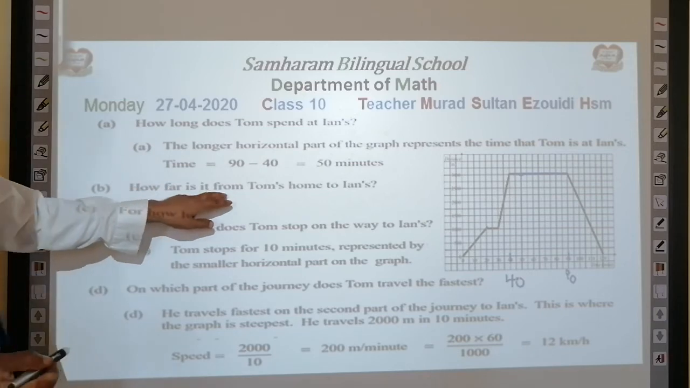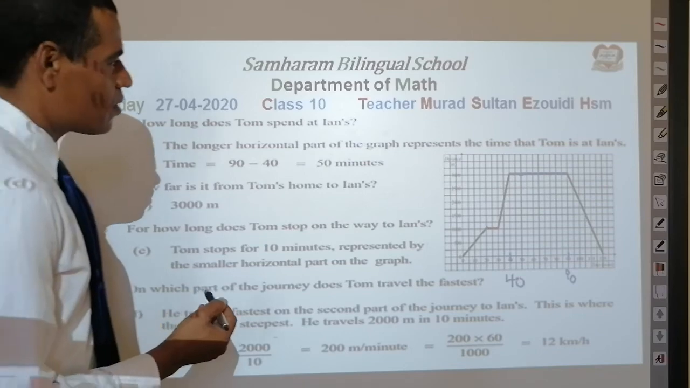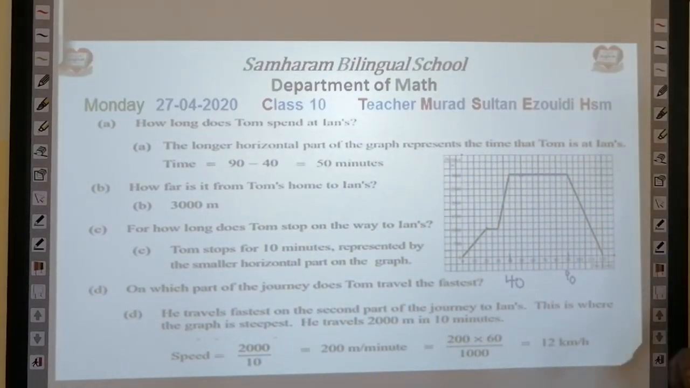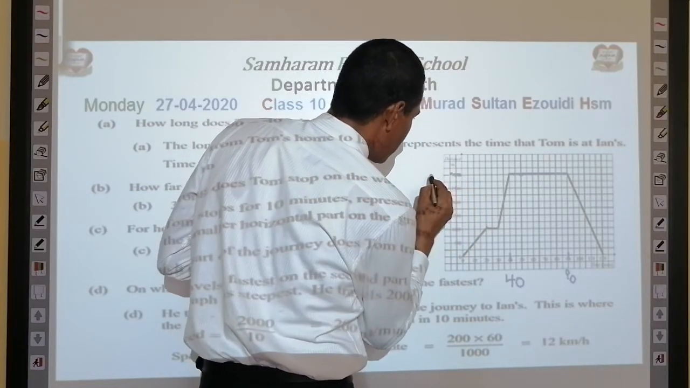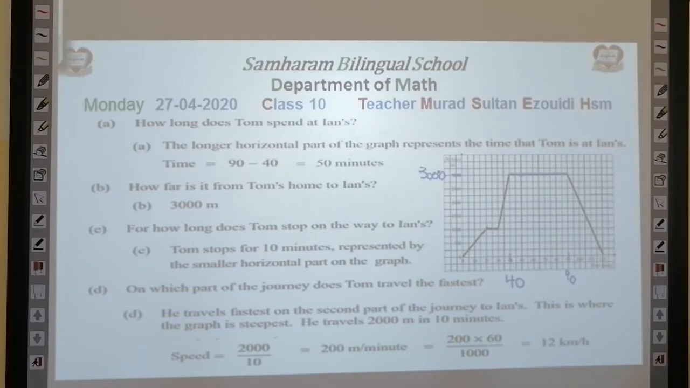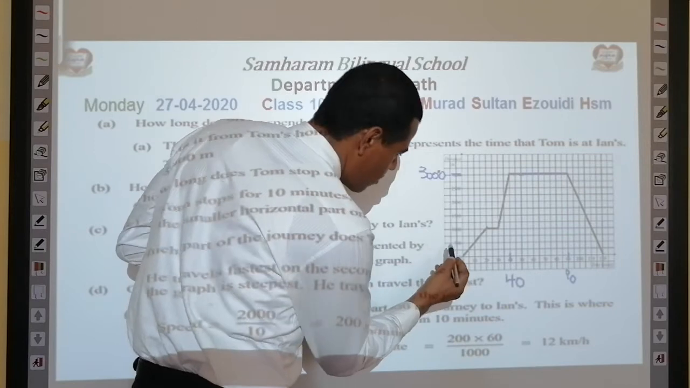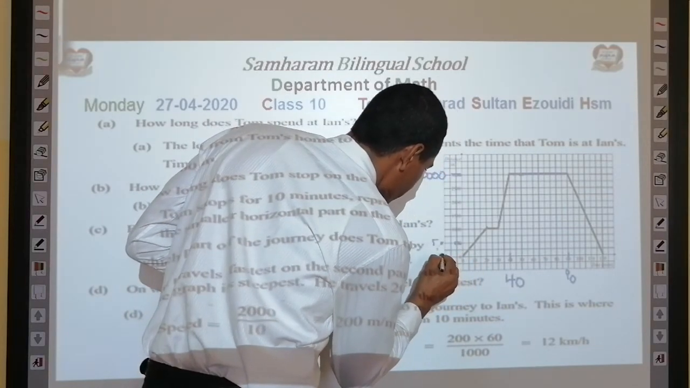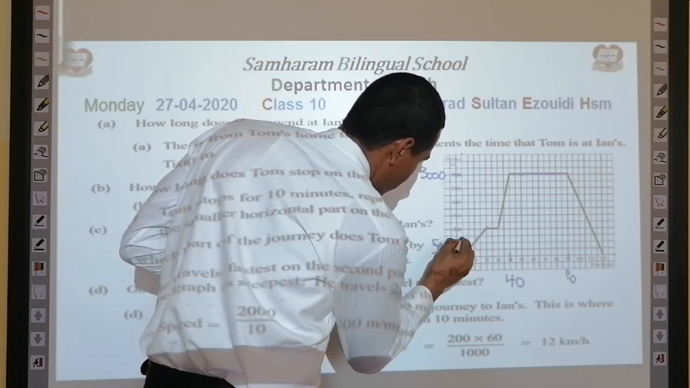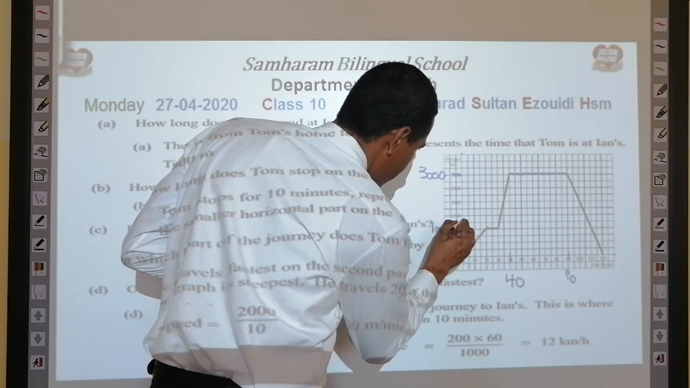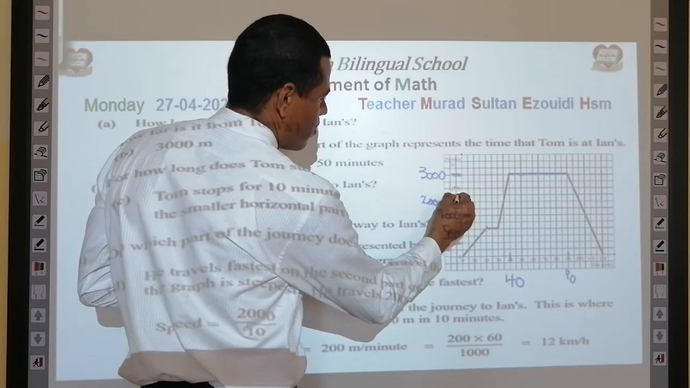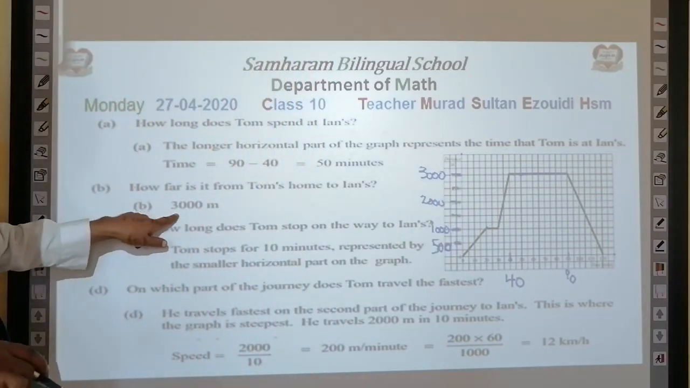Then small b, how far is it from Tom's home to Ireland? So it will be what? It will be 3,000 meters. Check the unit. So this one is 3,000 meters. And this part, it will be 500, 1,000, 1.5. This is 500, sorry. This is 1,000, my learners. This is 1.5. This is 2,000. This is 2.5. So then small b is 3,000 meters.